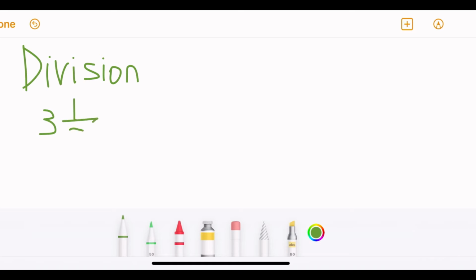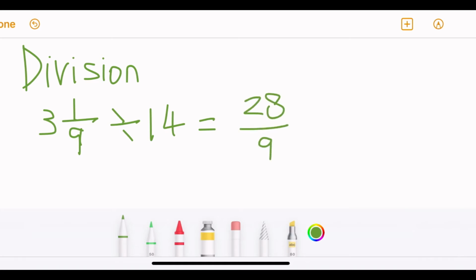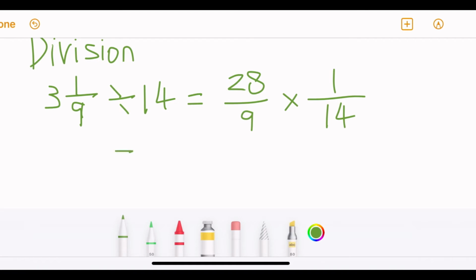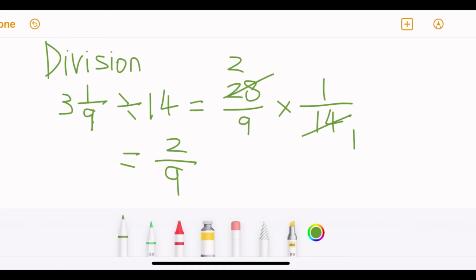3 and 1 over 9 divided by 14. If we were to solve this, first of all, we will see 14 as 14 over 1. So 3 and 1 over 9 will be changed into an improper fraction, and that will become 28 over 9. Then the division sign will change into a multiplication sign, followed by 1 over 14, because we turned the fraction upside down to change the sign. And that will give us 28, and 14 will cancel out. 14 will become 1, 28 will become 2, and 2 multiplied by 1, 2 over 9 is our final answer. And that's done with division.